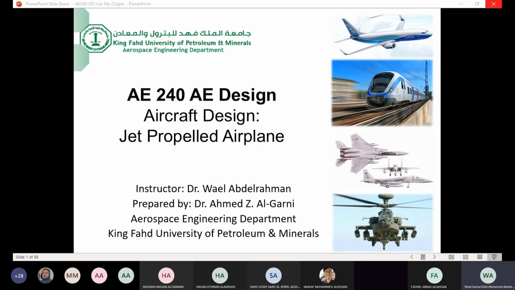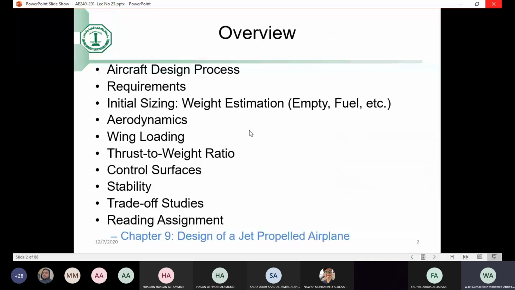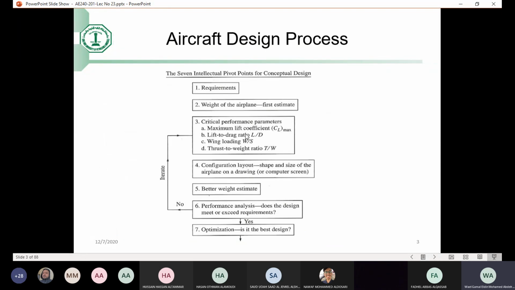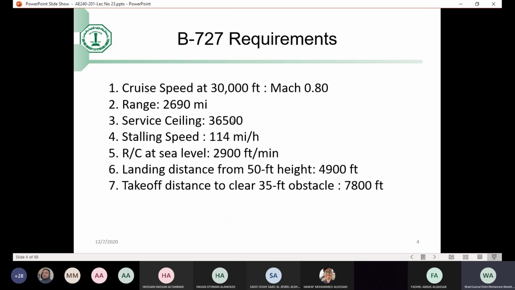So what you will see today and Wednesday is not in the textbook, okay? So don't look at it and try to find which chapter. It applies the methodology of design to one of the case studies of chapter 9, which is the design of the Boeing 727. It follows exactly the same outline of chapter 8. So we start with the requirements, weight of the airplane, critical performance parameters, configuration layouts, all the way to optimization, all the 7 items of the design process. But we will apply them to the design of the Boeing 727.